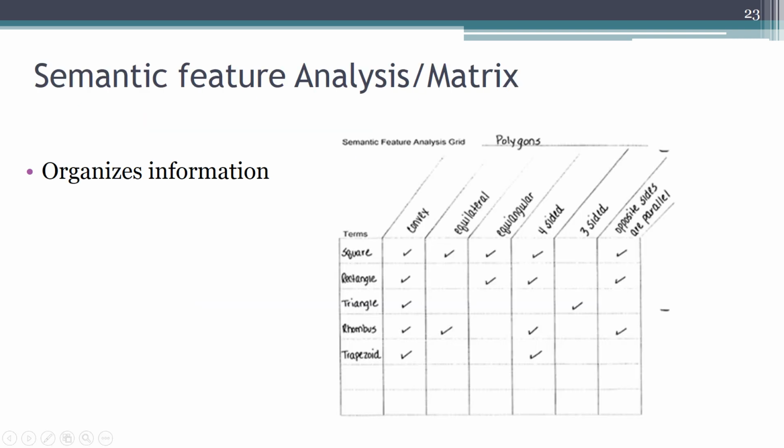You might use a semantic feature analysis, which is more commonly known as a matrix. So in this case, we've got an example of polygons, and we've got the names of different polygons on one side, and then we've got some characteristics about them. And we're checking off which characteristic applies to which polygon.